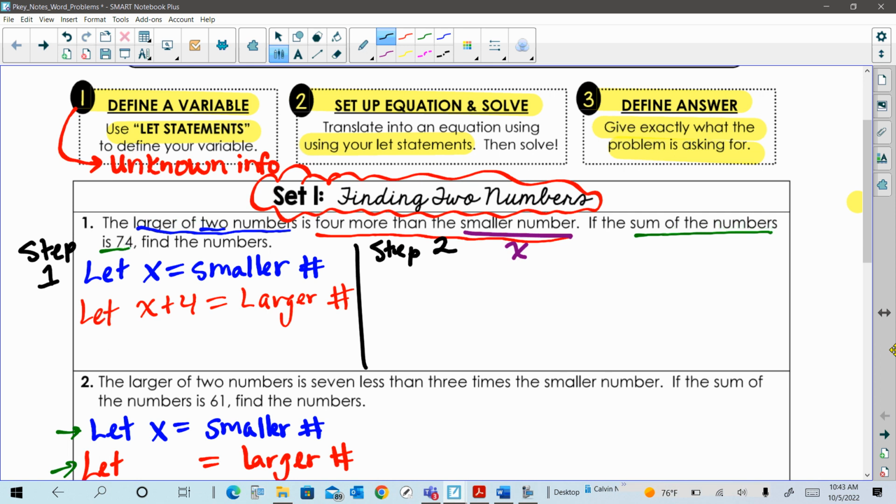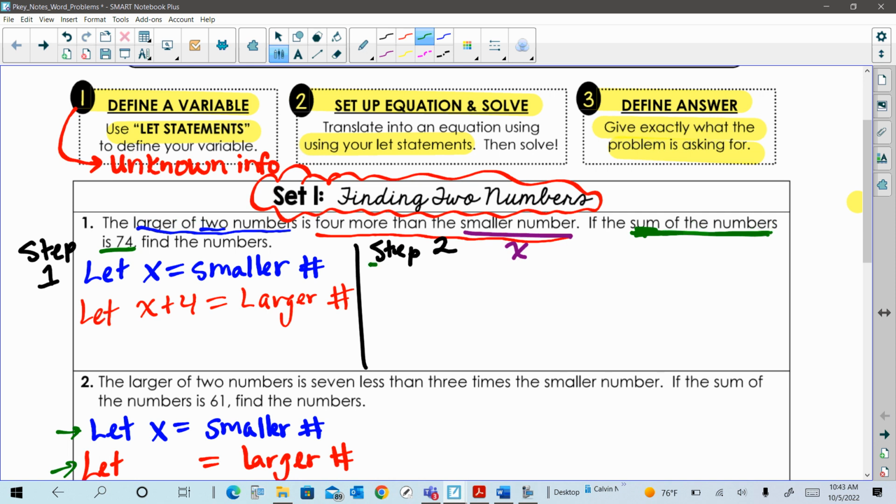So on step 2, since we're going to follow these 3 steps, step 1 is defining the variable, the let x statements. Okay. Step 2 says set up equation and solve. Right here, I underline the next key information. It says the sum of the numbers is 74. Because we're saying sum, what is that telling me I'm doing?